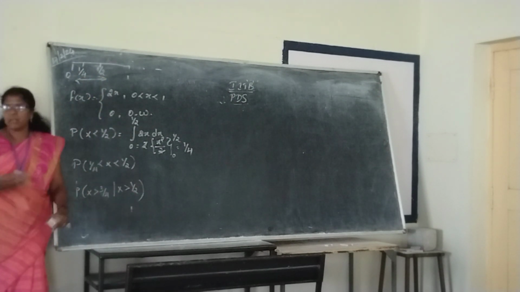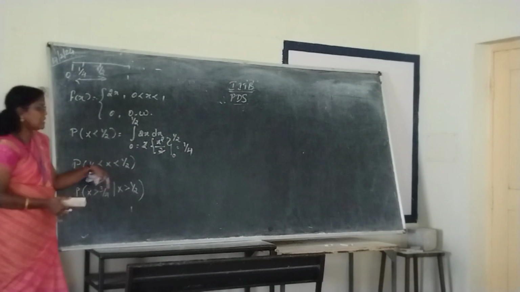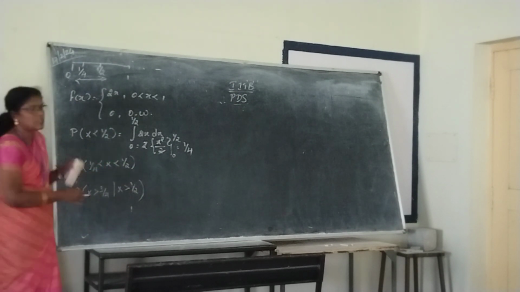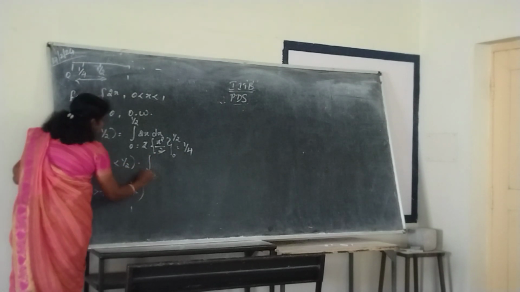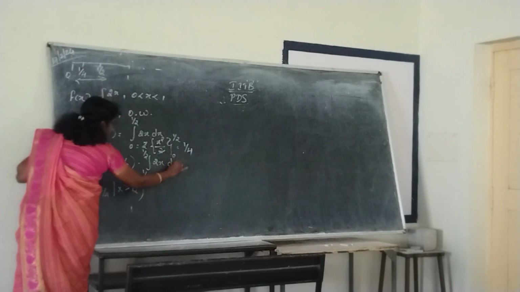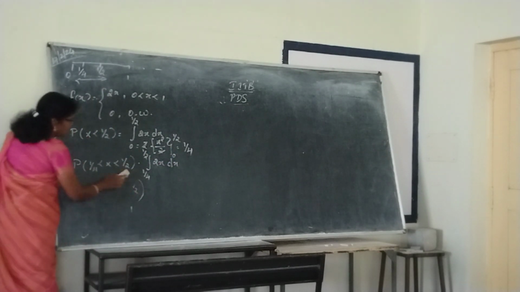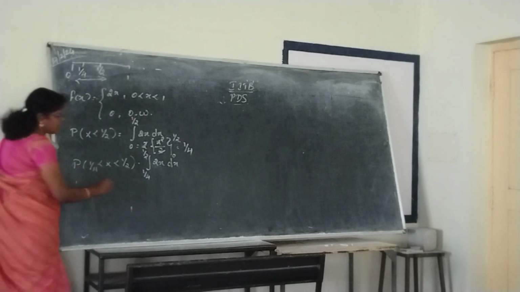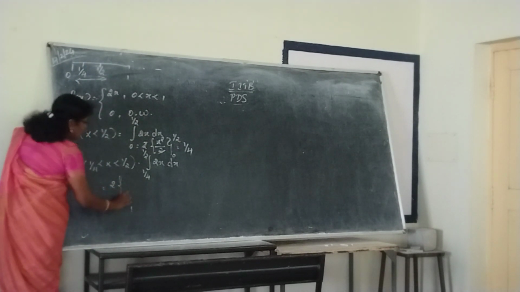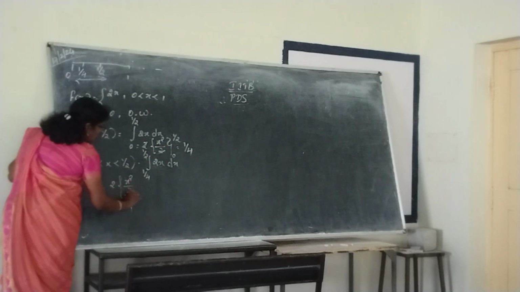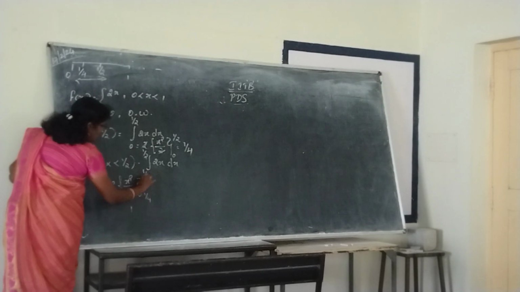So this is the lower limit, this is the upper limit. That's all, no way to think about it. So this is equal to integral 1 by 4 to 1 by 2, 2x into dx. Integrate, simple integration, 2 is common outside. What is the integral of x? x squared by 2, within the limit 1 by 4 to 1 by 2.